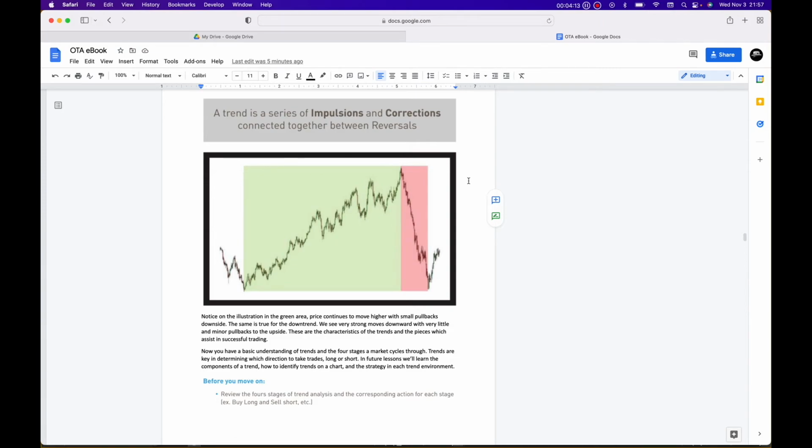Now you have a basic understanding of trends and the 4 stages a market cycles through. Trends are key in determining which direction to take trades, whether we go long or whether we go short. In future lessons, we'll learn the components of a trend, how to identify trends on a chart, and the strategy associated in each trend environment. Before you move on, review the 4 stages of trend analysis and the corresponding action for each stage, whether it be to buy long or whether to sell short.